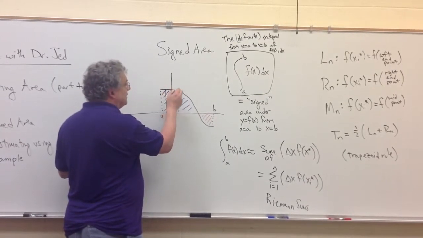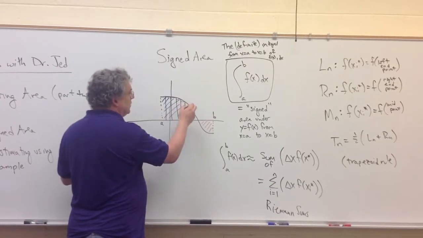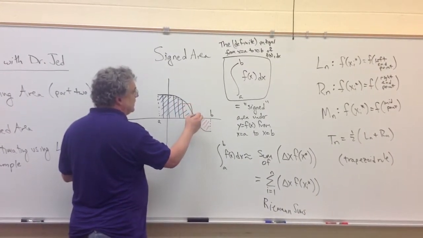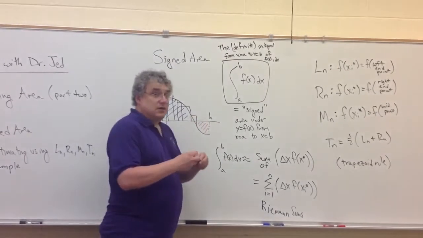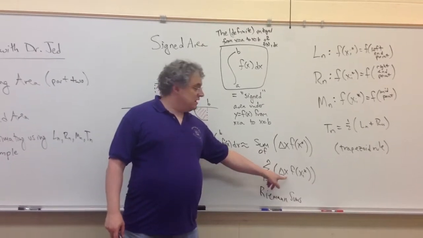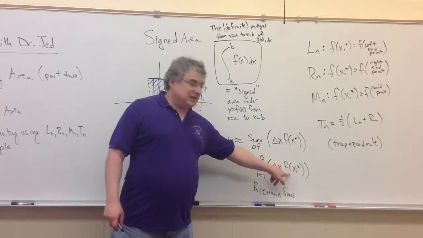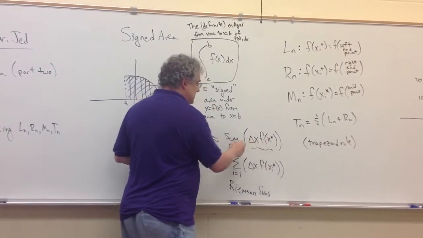So we determine the height, whether we're using the right side to determine the heights, or we use the middle of the rectangle to determine heights, or the left side to determine heights, whatever it is. We're going to take the width of each rectangle times its height. Now let's talk about that height, but we're going to add them up. This is the sum of all of these things.